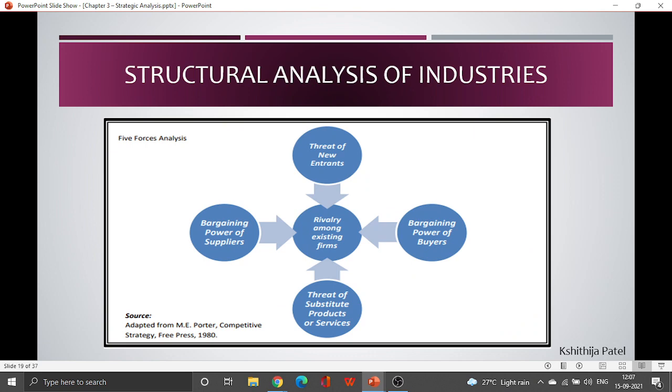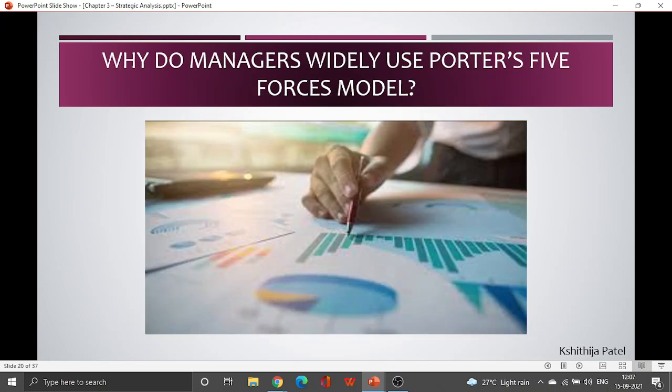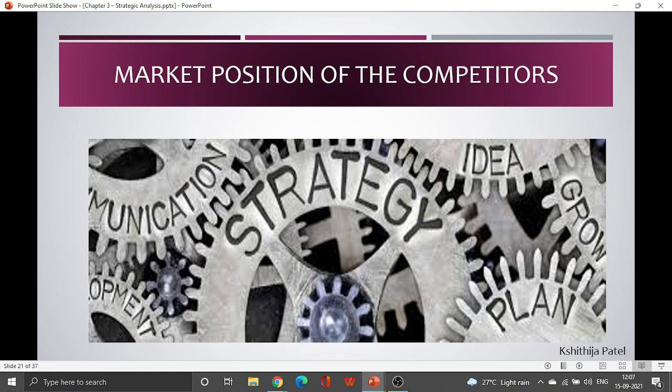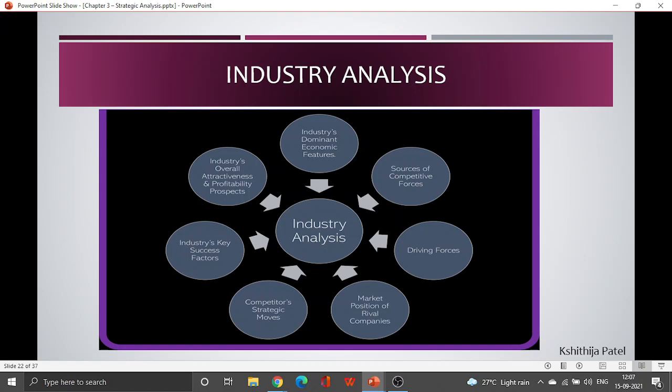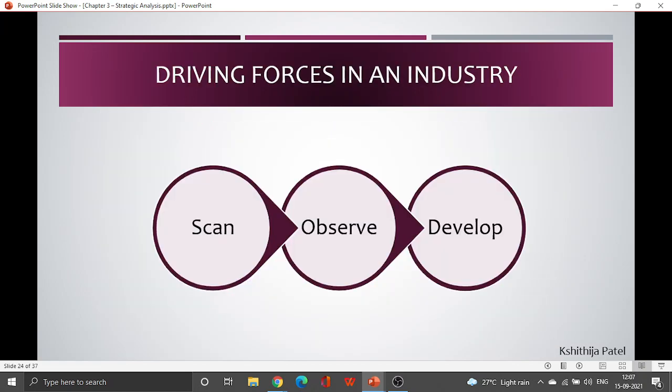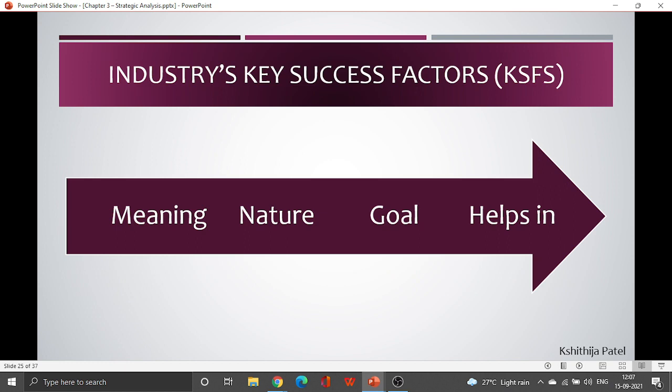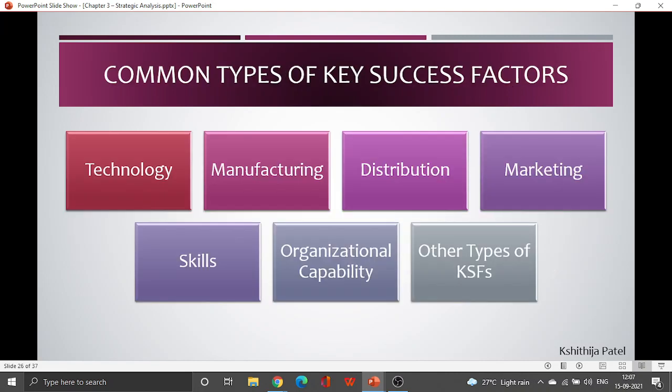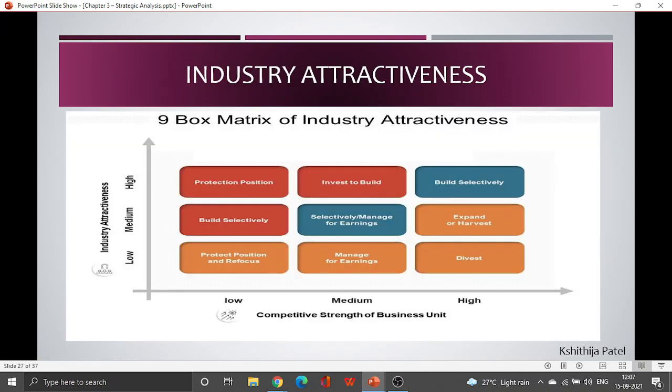Then we also studied structural analysis of the industry. Now, structural analysis of the industry you can also speak of in terms of Porter's 5 force model. Then we also discussed why managers use this particular theory more than any other theories. Then we also spoke about the market position of the competitors. We spoke about industrial analysis. Then we spoke about driving forces and industry key success factors, or KSFs, and then about the common types of key success factors that are there.